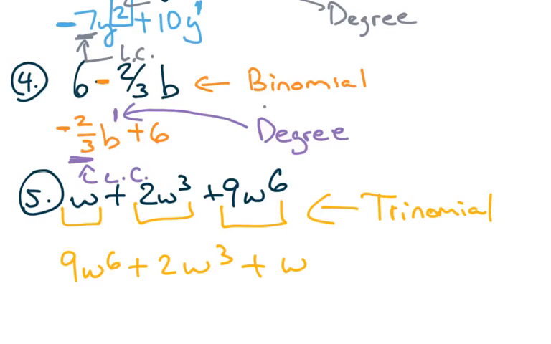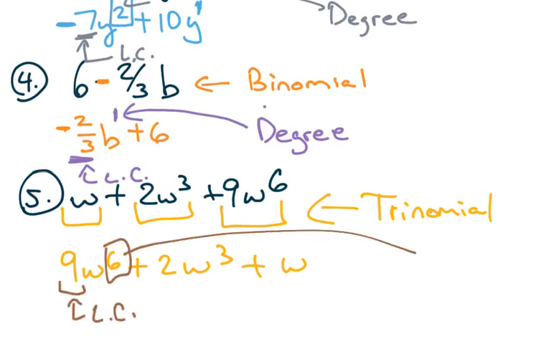Let's just go with brown. The leading coefficient would be 9, and the highest degree would be 6. I'm sorry, the highest exponent, which would be the degree, would be 6. And there you have it.